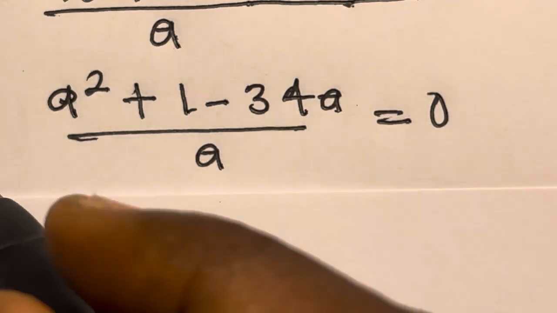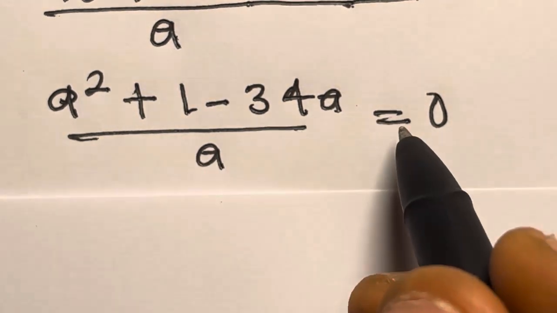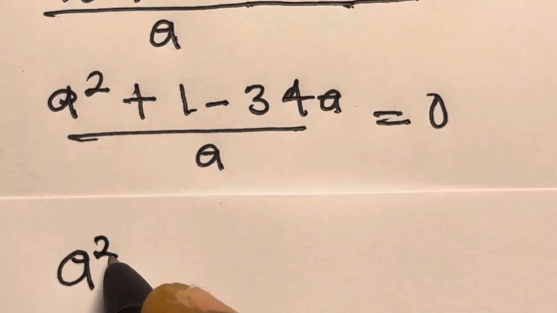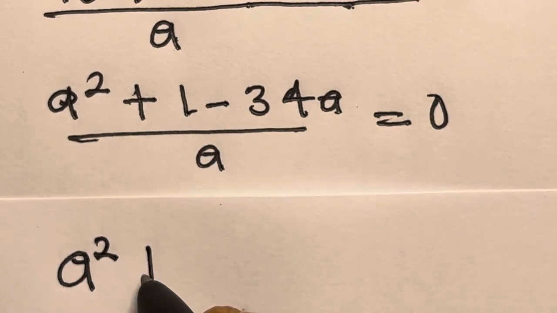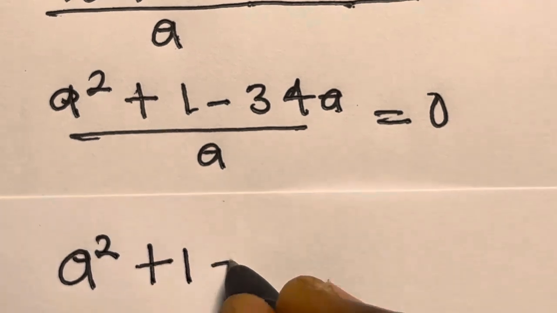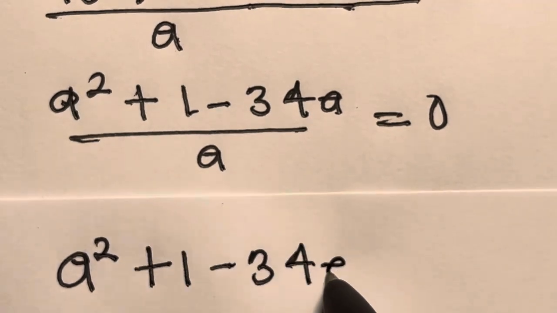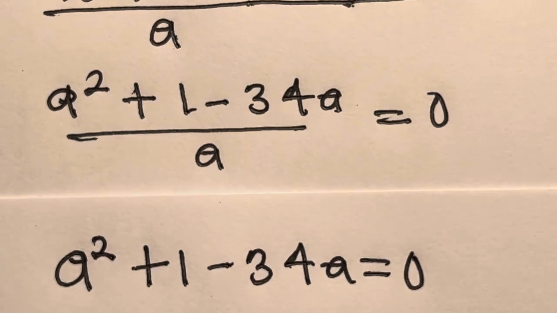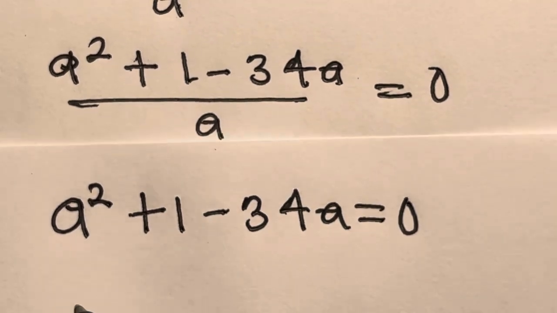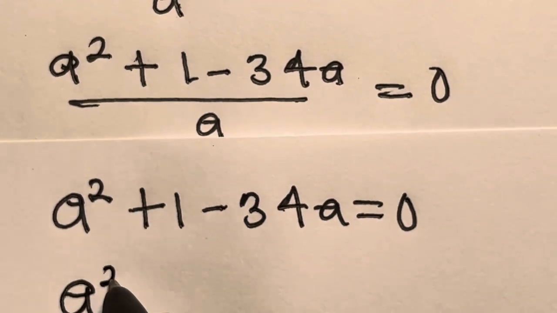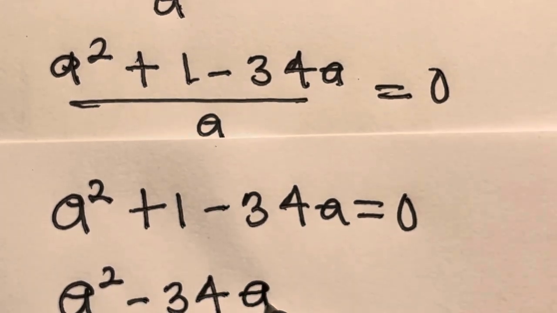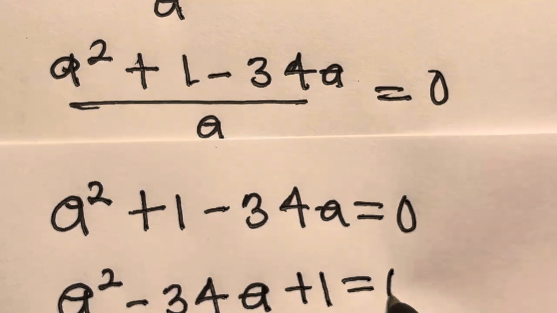Here we can easily cross multiply. If we cross multiply, a times 0 gives us 0. So we have a squared plus 1 minus 34a equals 0, right? Now let's arrange this: a squared minus 34a plus 1 equals 0.